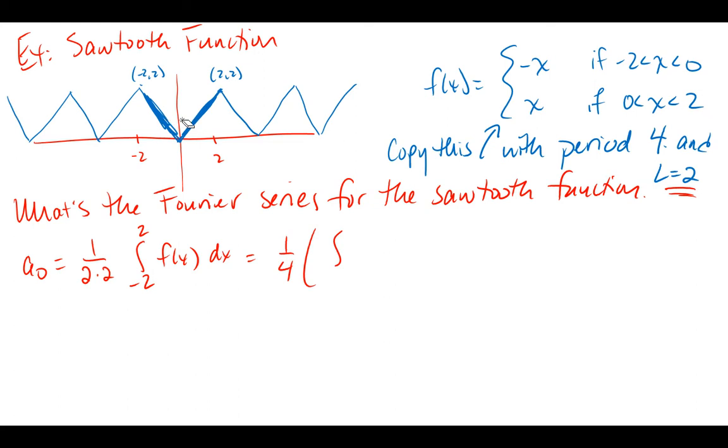So the cute way to do this is to say, well, let me go -2 to 0, and then I'll go 0 to 2. Because between negative 2 and 0, this behaves like negative x, and between 0 and 2, it behaves like positive x. Okay, now these are super easy integrals, so let's just do them. So of course here I get negative x squared over 2.